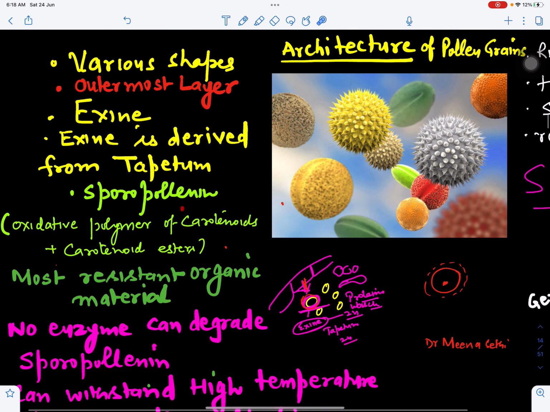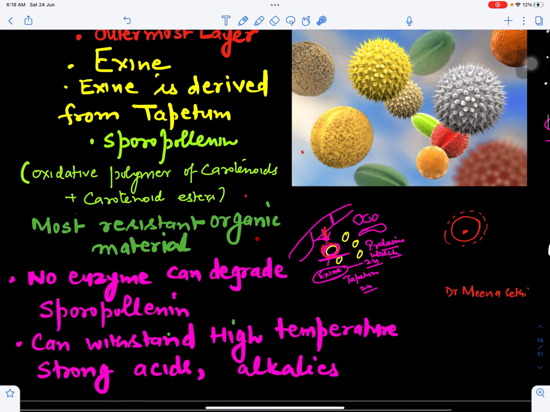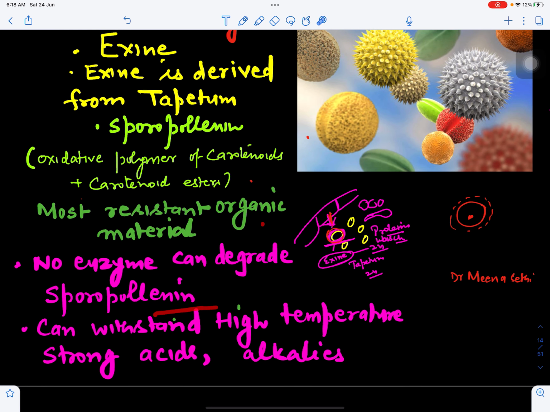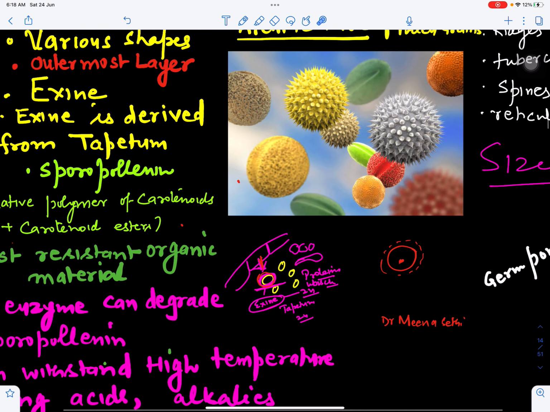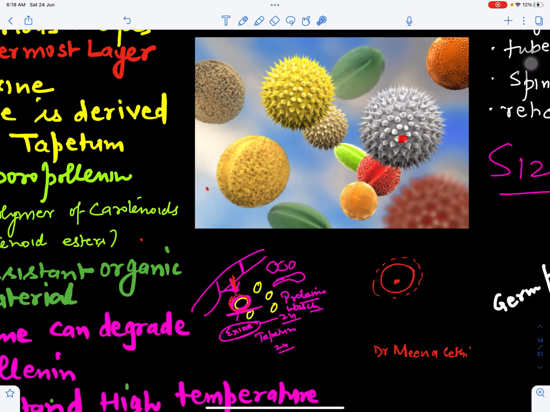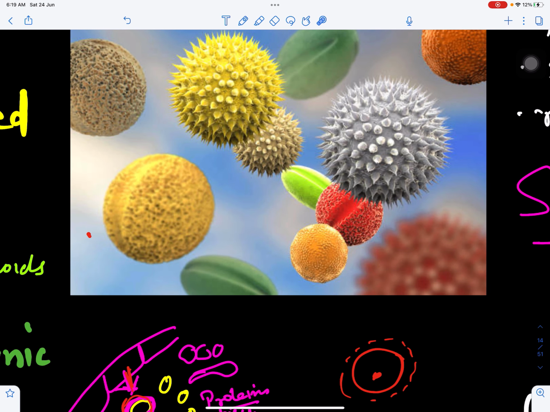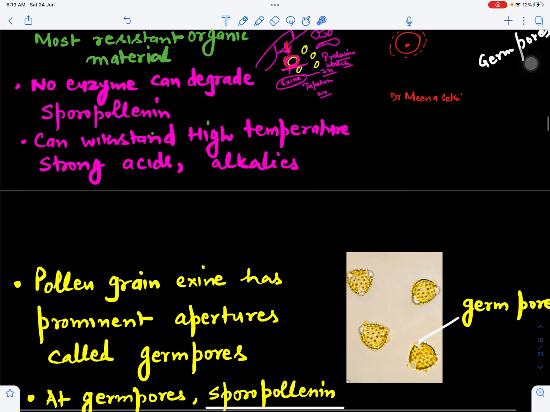If we see its chemical composition, sporopollenin is made up of an oxidative polymer of carotenoids and carotenoid esters. This is the most resistant organic material. No enzyme can degrade sporopollenin, and if there are unfavorable conditions, like high temperature, varying pH, acids or alkalis, the pollen grains are able to survive. They will not get degraded because of the outer covering, which is called the exine. So we can see here different types of pollen grains showing different architectural designs on the exine. There can be reticulation, there can be ridges.